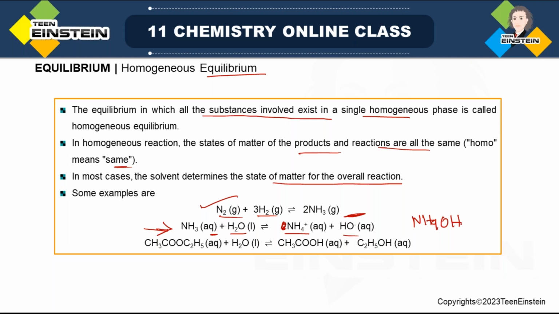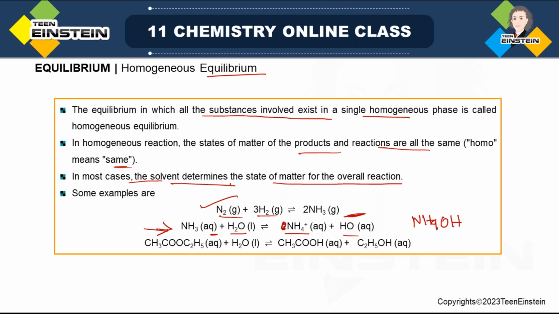If you consider the dissociated form of ammonium hydroxide, it is basically NH4+ cation in aqueous state and hydroxyl ion OH- in aqueous state. So here you can see this last statement. You will find the meaning here: the solvent is determining the state of matter for the overall reaction.